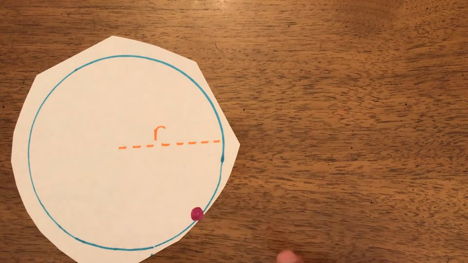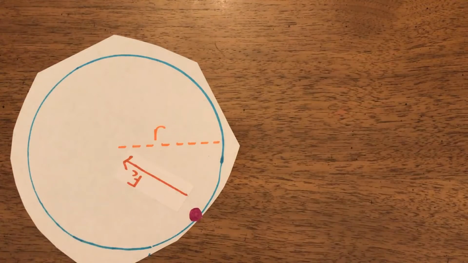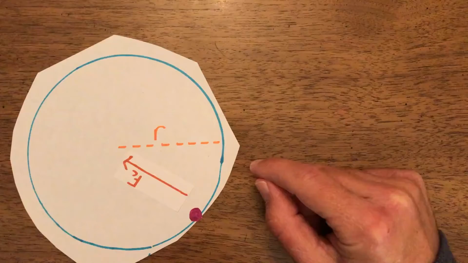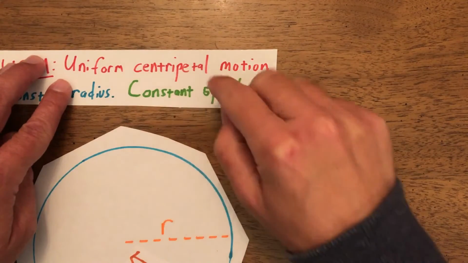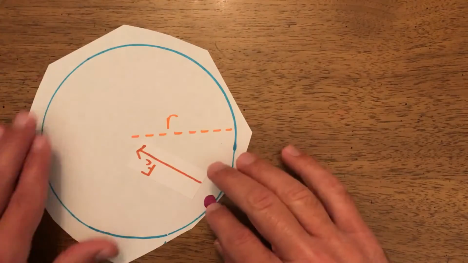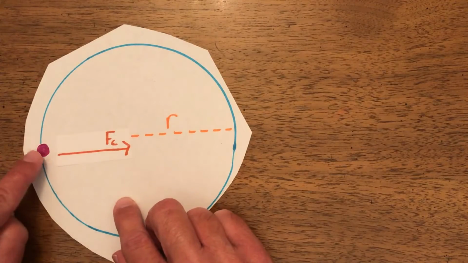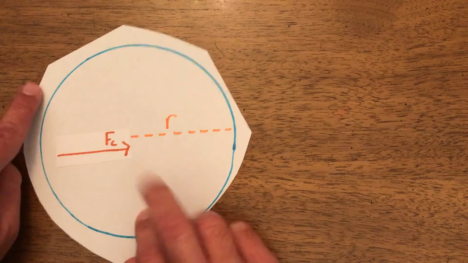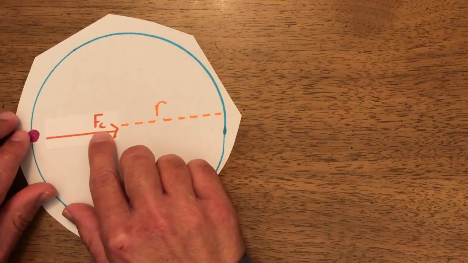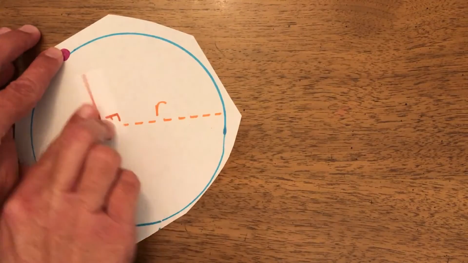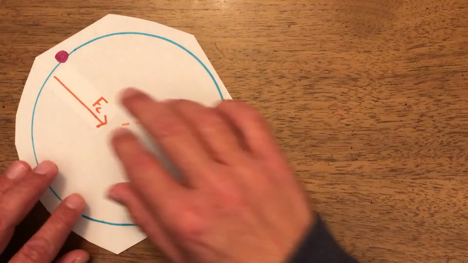What way are we pushing? We're always pushing towards the center of the circle. So this is why we call it centripetal. This word centripetal is Latin for center seeking, or you can think of it as towards the center. So when the ball is right here, in order to keep it in a circle and not go off in a straight line, we must push it towards the center, always. If it's up here, we must push it this way, towards the center. So that is the root of the word centripetal.